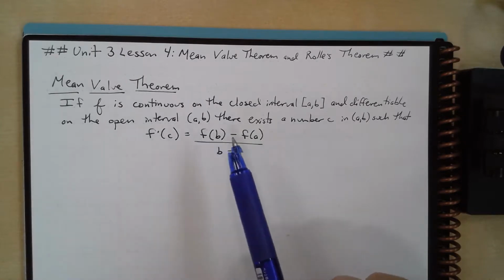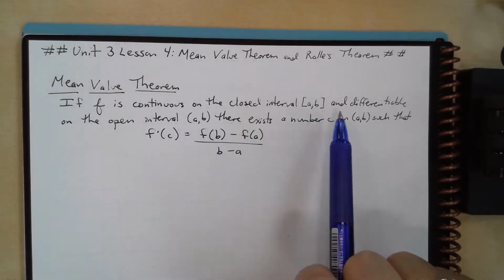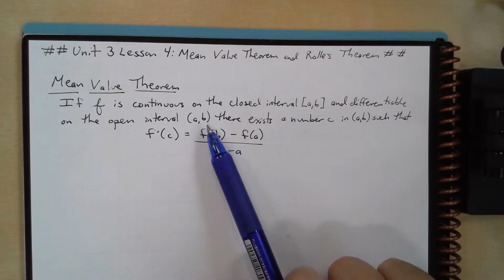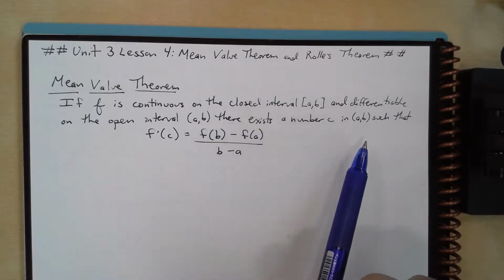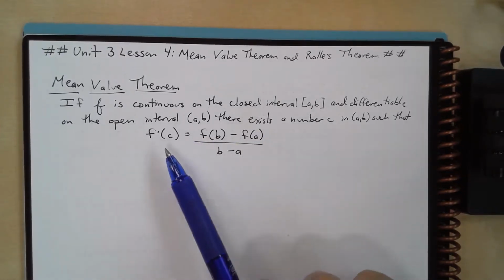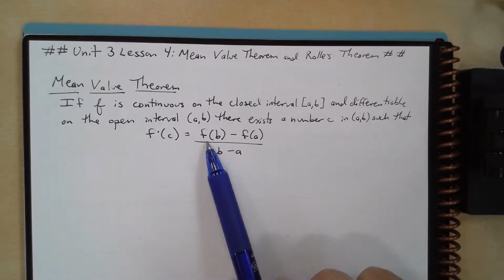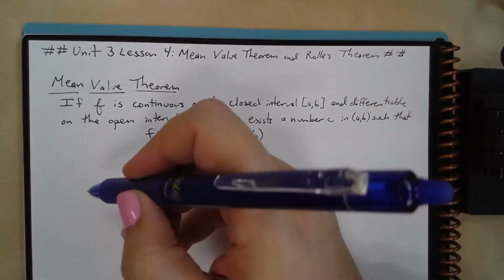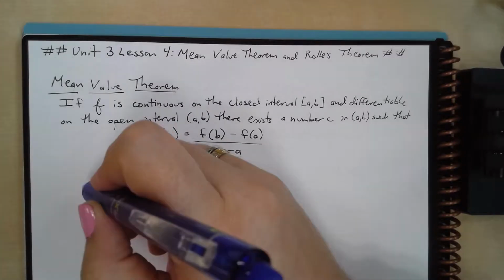If f is continuous on the closed interval a to b and differentiable on the open interval a to b, then there exists a number c in a to b such that f prime of c is equal to f of b minus f of a over b minus a. All right, well, what does that really mean?